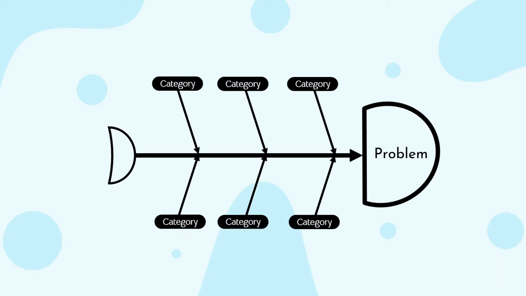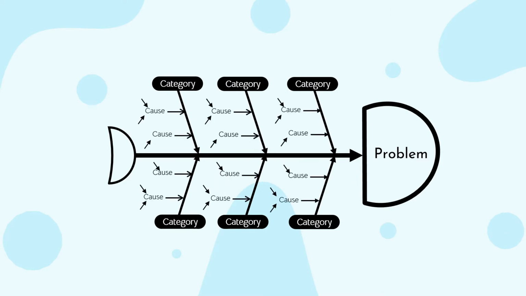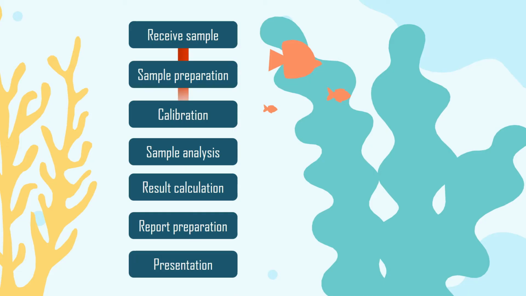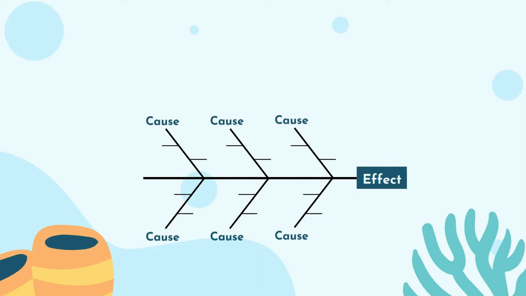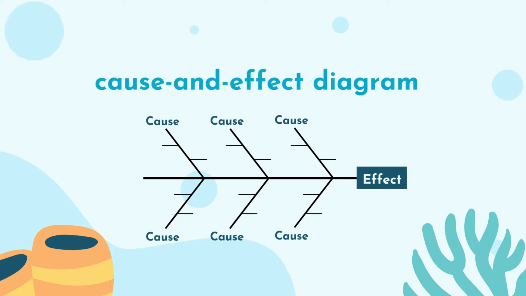The ribs branch off the backbone for major categories of the causes, with sub-branches for root causes, to as many levels as required. Unlike a flowchart which describes a chemical analysis as a linear structure in time, from acquiring the sample through the presentation of the results, a fishbone diagram shows a hierarchy of root causes leading to a specified effect. This is why it is also called a cause and effect diagram.